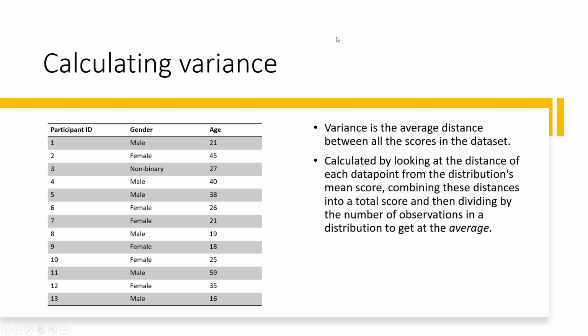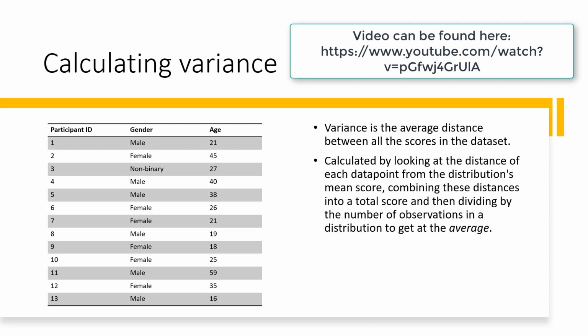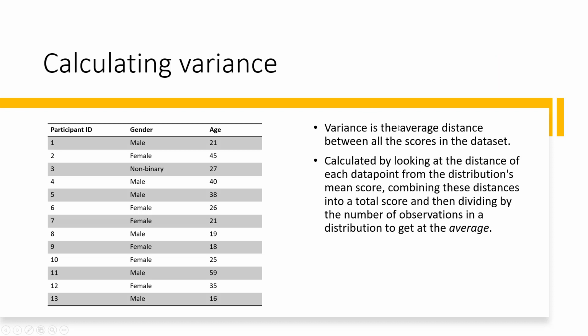If you search for dancing statistics and variance, you should find a YouTube video that actually demonstrates the concept of variance using interpretive dance. So it's a really good one to have a look at. If you Google that, that might be helpful in understanding variance. But essentially, it's an average distance between all the scores in the data set.